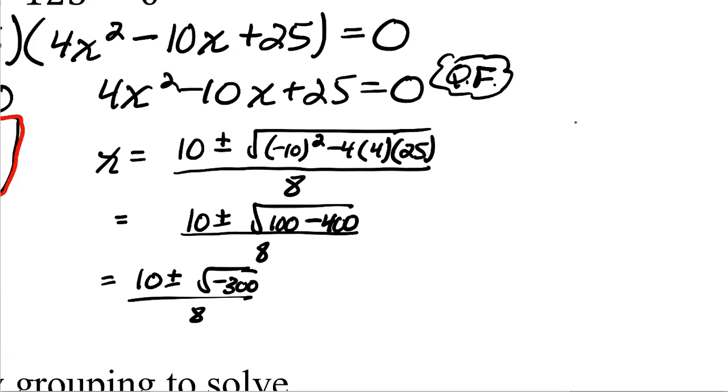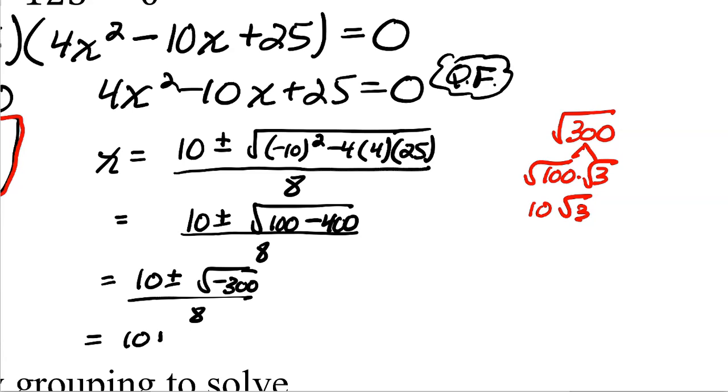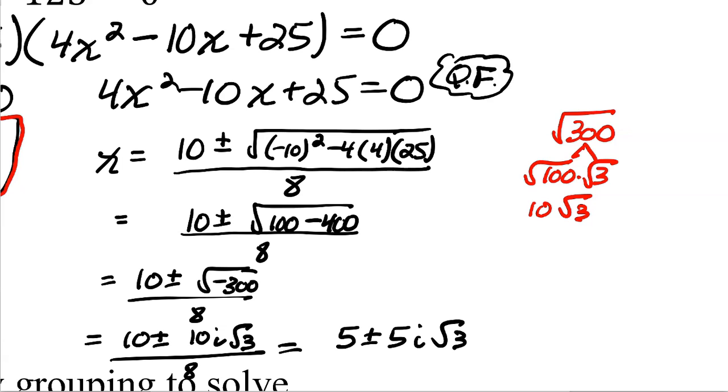300, we could probably... Yeah, so the square root of 300 is the square root of 100 times the square root of 3. So it would be 10 root 3. So this would be 10 plus or minus 10i root 3, all over 8. And 10, 10, and 8 are divisible by 2. So that would be 5 plus or minus 5i root 3 over 4, dividing by 2.